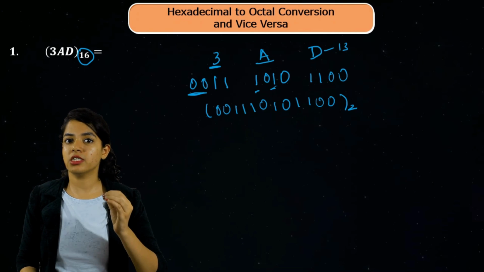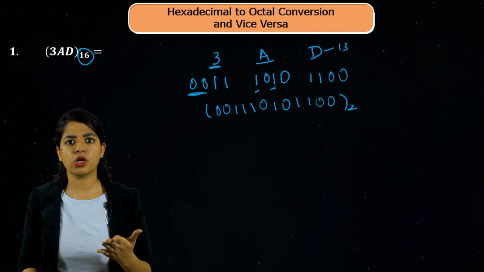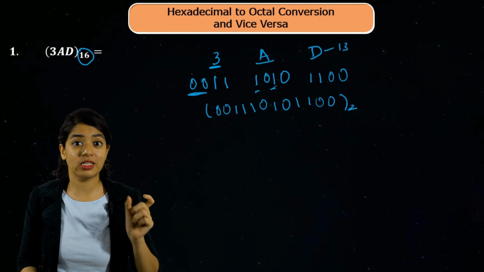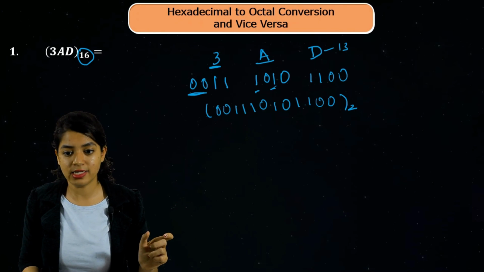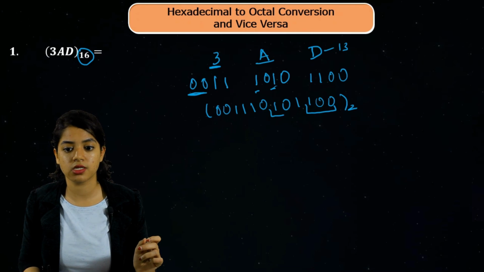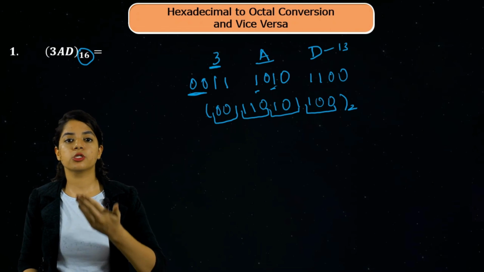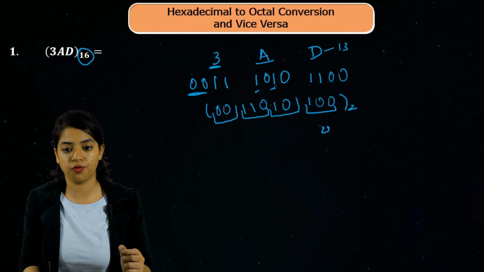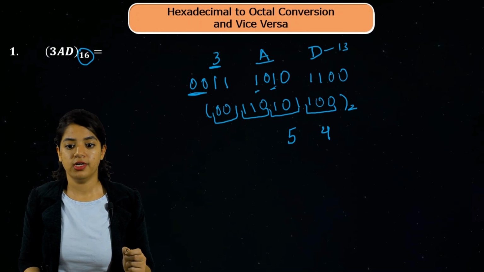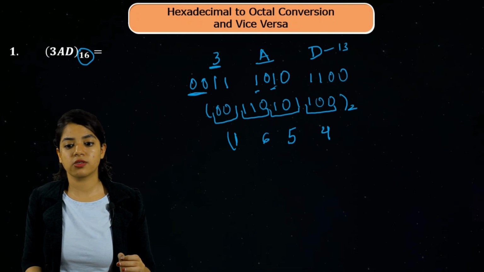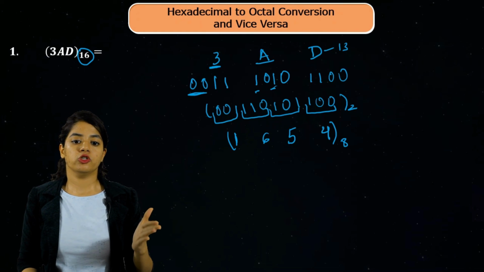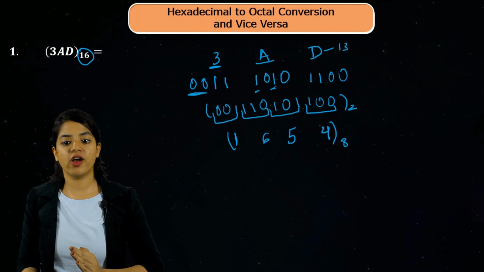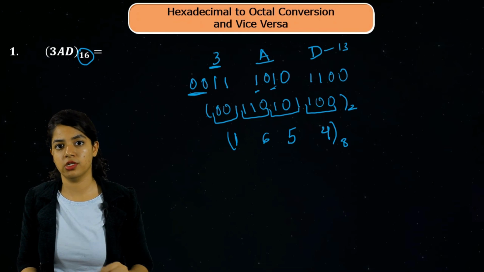Now we have to convert this binary into octal. You know how to convert binary into octal. We have to consider 3 bits, right? From the right hand side, we will consider these 3 bits and these 3 bits, and we will write the corresponding decimal value. So 1 0 1, that is 5, this is nothing but 5, this is nothing but 6, and this is nothing but 1. So 1655 is the octal number. So 3AD in hexadecimal is equivalent to 1655 in octal.